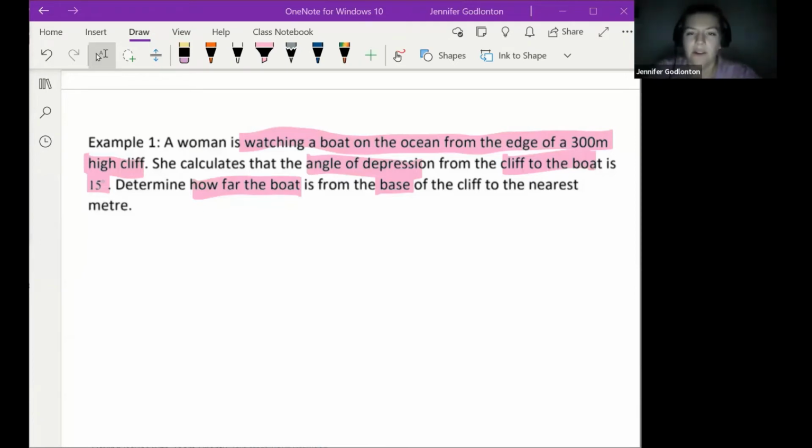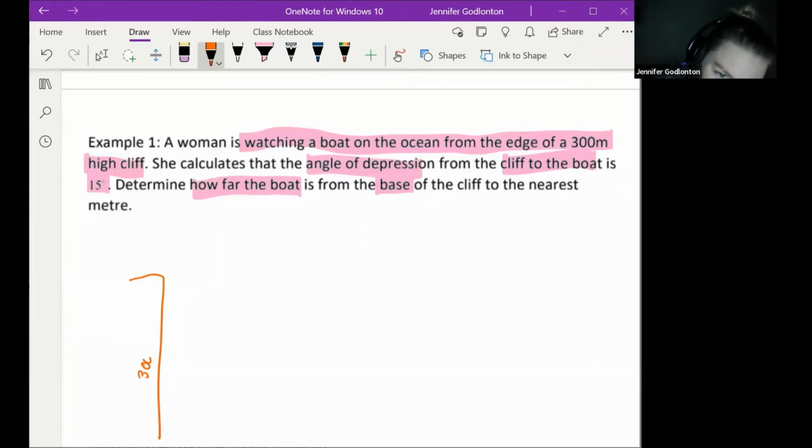Okay, let's try and have a look at what this would be. First thing, so that we don't have our person just chilling in the sky, like in one drawing, we've got a cliff, and that cliff is 300 meters. That's my beautiful cliff, okay? And we've got a woman who is watching the boat at the top of that cliff. She calculates the angle of depression from the cliff, so be careful saying from the cliff, not from her eyes, from the cliff to the boat is 15 degrees.